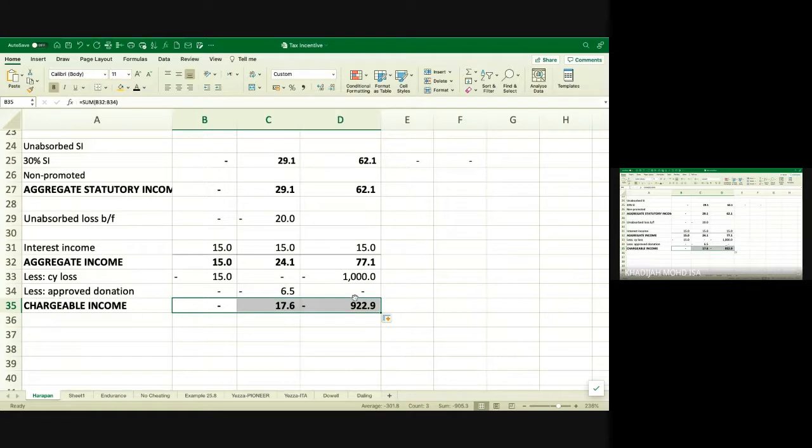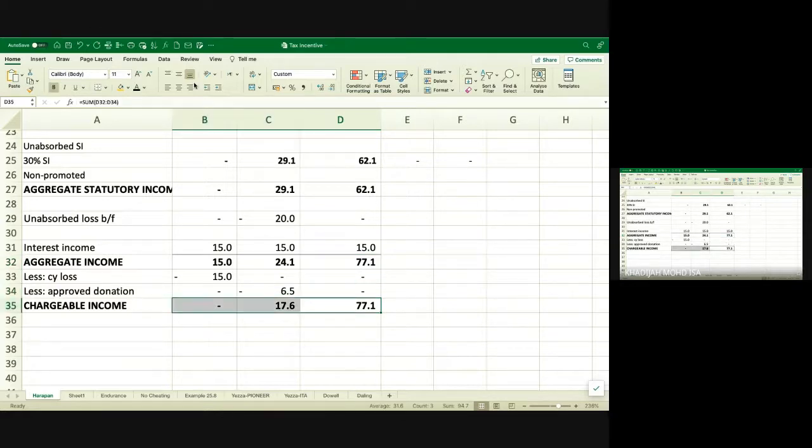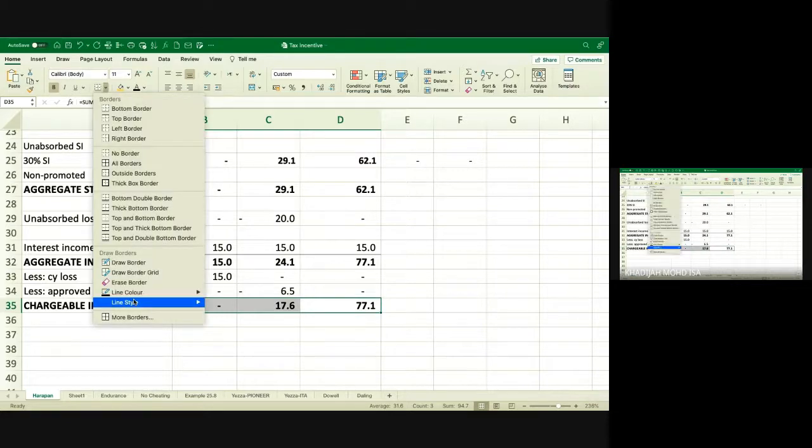Yang ni apa ni? Current year loss ni? Tak ada kan? Zero. Loss is utilized, so zero kat sini. 15.62 plus 15, 77.1. Okay, do you get the same answer? Apa dah buat?